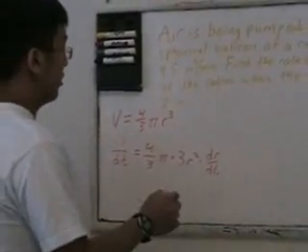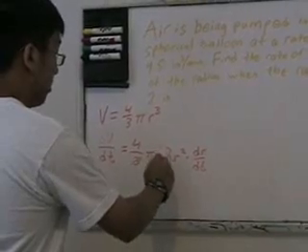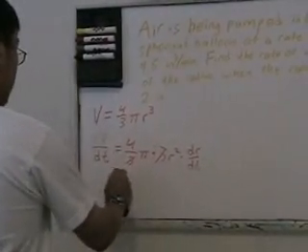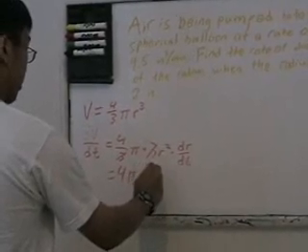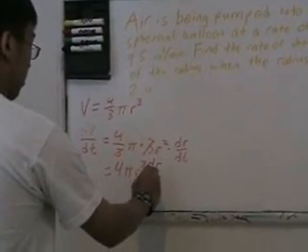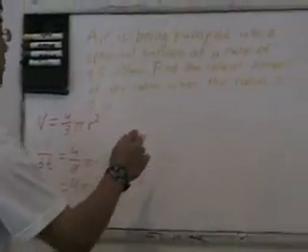Now that we've got our equation, we could simplify this a bit. Get rid of this 3 here. I'd end up with 4 pi r squared dr/dt. Right? Now let's go back to the problem.